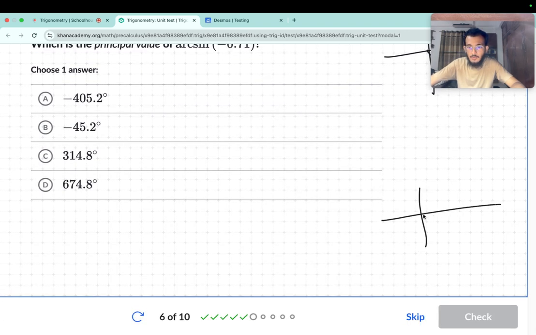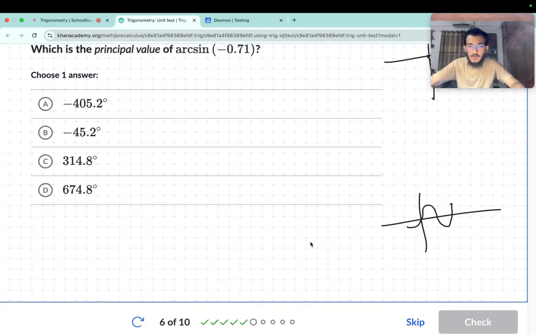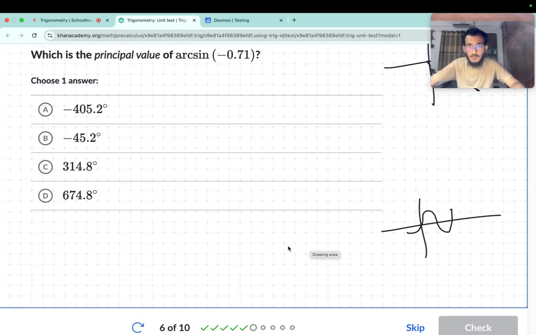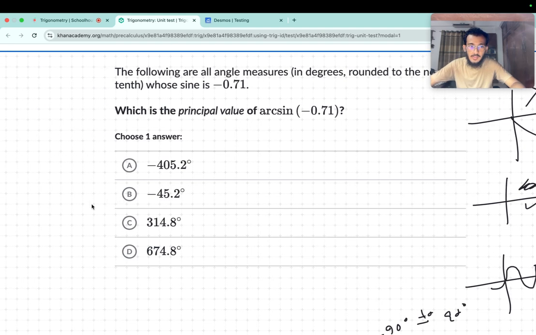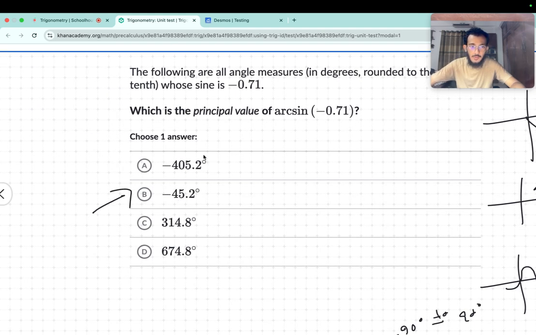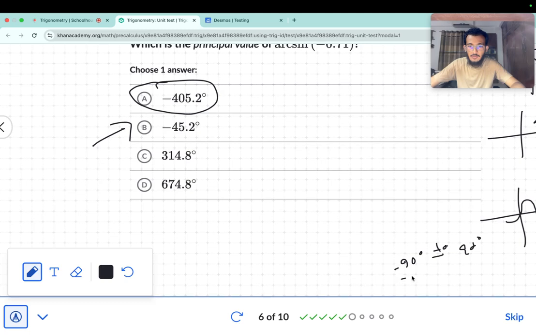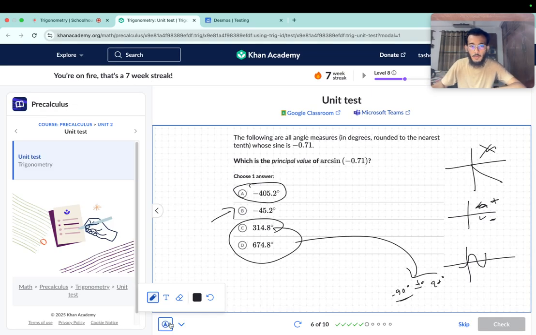Now, if you try to draw the graph of sine, which is like this, we know that the principal value of the inverse sine would lie between negative 90 degrees and 90 degrees. With that being said, it could be in either of these two places, and it can't be here because sine is positive here. The only way it can be negative is this value, and these other values will not be accepted because they are beyond the range of negative 90 and positive 90. So B would be our answer.